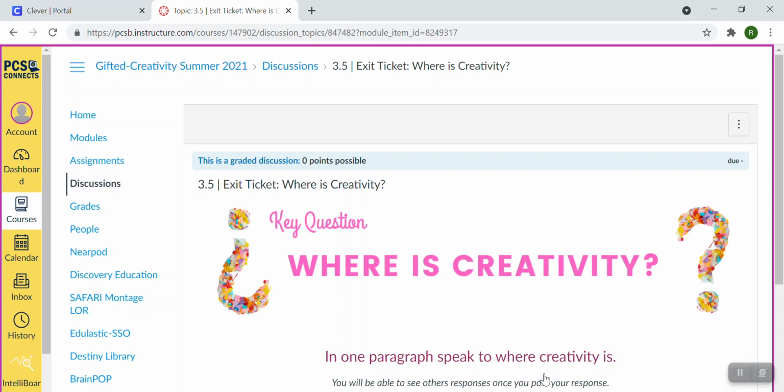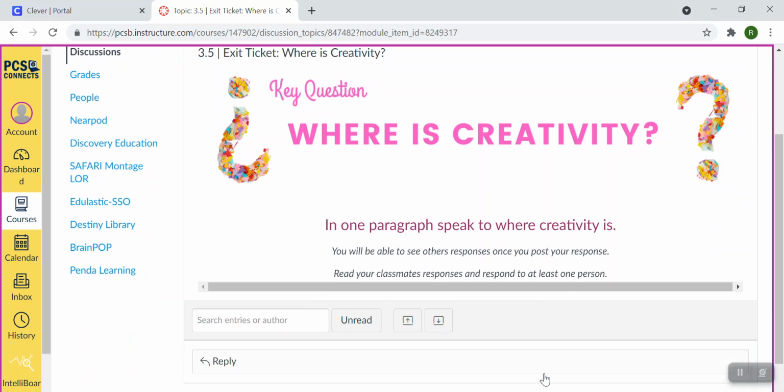Okay, and the last thing for Module 3 is our exit ticket. And so, where is creativity is our question. And in one paragraph, 3 to 5 sentences, you're going to speak to where creativity is. Where do you find creativity? You can add and use anything from the articles that you've read this week.